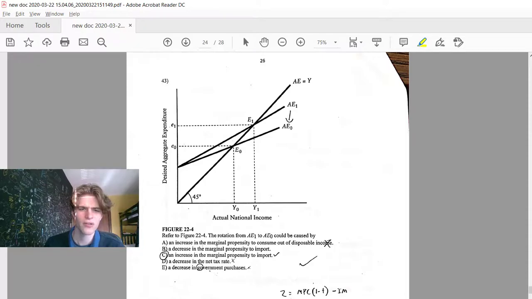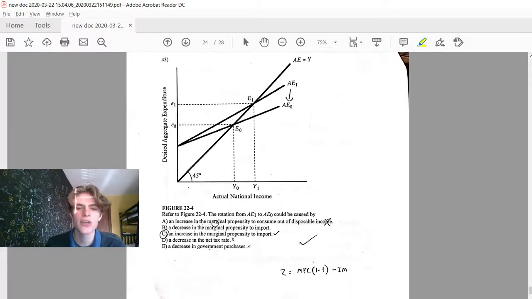Alright. Refer to the figure. The rotation from AE1 to AE0 could have been caused by... So going down, it rotated, which means we're changing induced expenditures, not autonomous. So let's go through and see. An increase in the marginal propensity to consume out of disposable income. That's MPC. That would rotate it up, so not that one. A decrease in the marginal propensity to import. So this is our formula. I wrote IM here for the marginal propensity to import. If we decrease that, that again would rotate it up, so not that one.